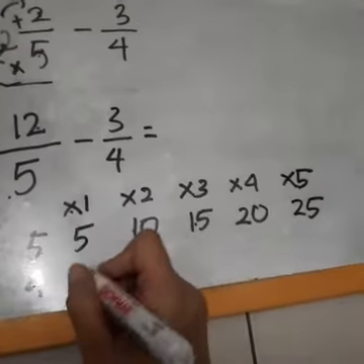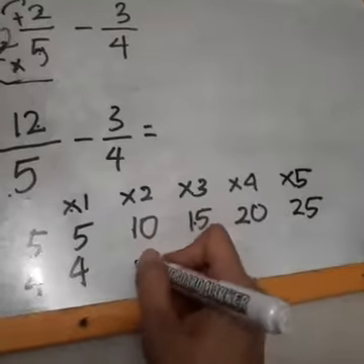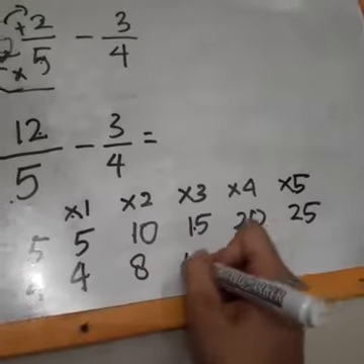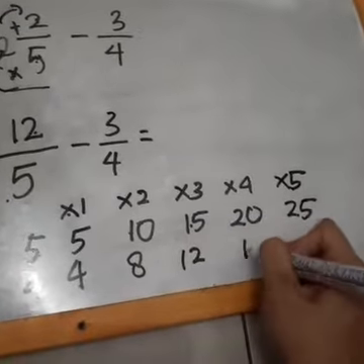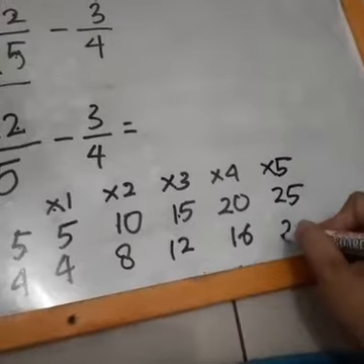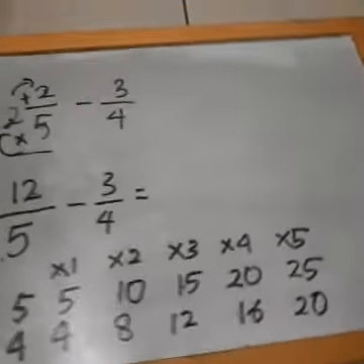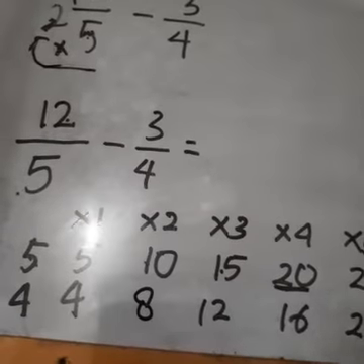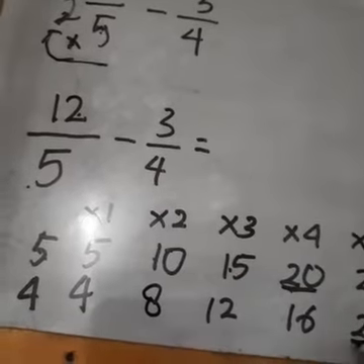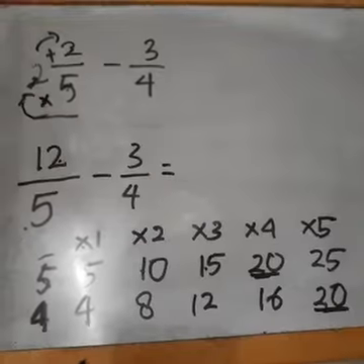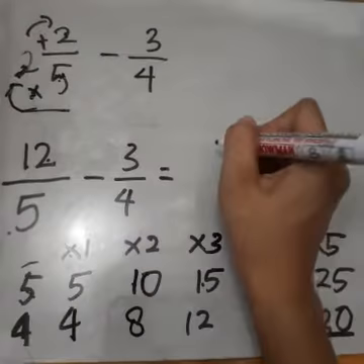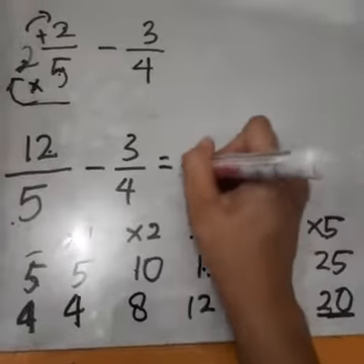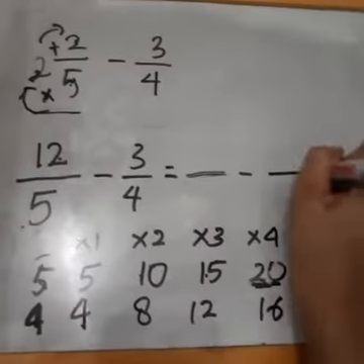4 times 1 is 4. 4 times 2 is 8, then 12, 16, and 20. The same number is 20. So you can write here the new denominators.